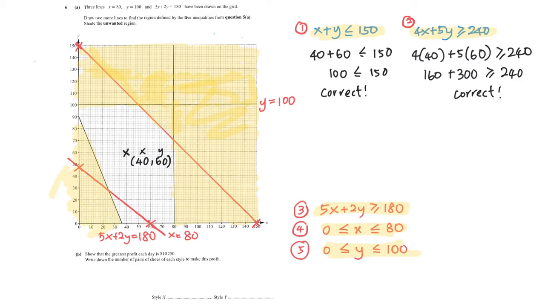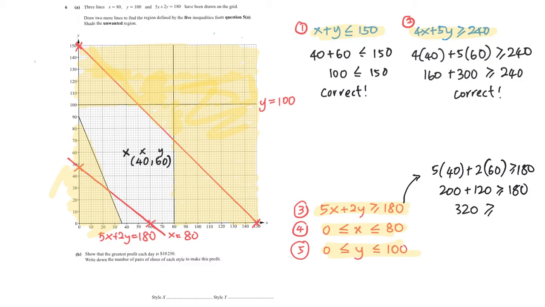Okay, so we have one more line. This line now left, which is 5x plus 2y equal to 180, and the inequality is here. So we have to prove this one. Then 5 times x, where x is 40, plus 2 times y, where y is 60, greater than or equal to 180. This is 200 plus 120, greater than 180. Is it true? This is 320. Yes, of course, 320 is more than 180. So it is correct.